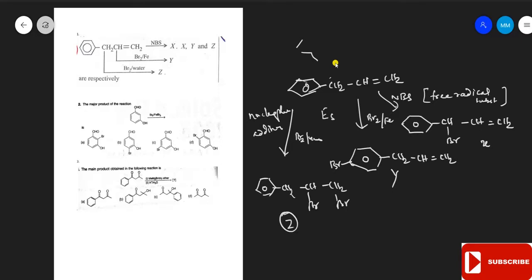So in these reactions, various reagents are given, and you have to find out the product. The concept is N-bromosuccinimide, free radical substitution. You get the product like this, it is X. And bromine and Fe, it is the electrophilic substitution reaction, which takes place in the benzene nucleus. So this is the product. And with bromine water, the bromine is added to the double bond. It is a nucleophilic addition reaction, a type of addition. So the product is Z type.